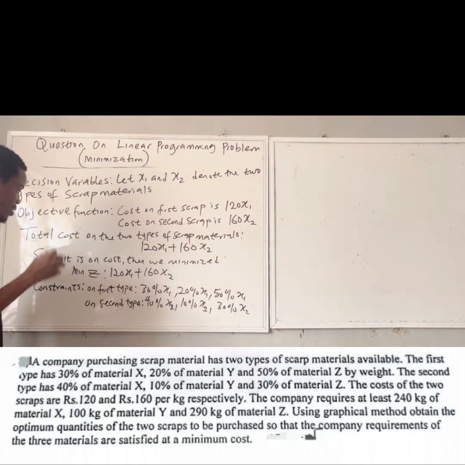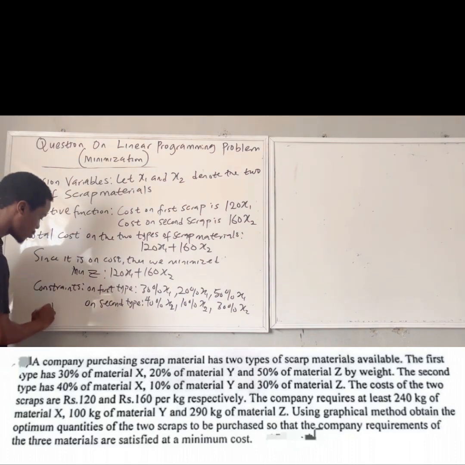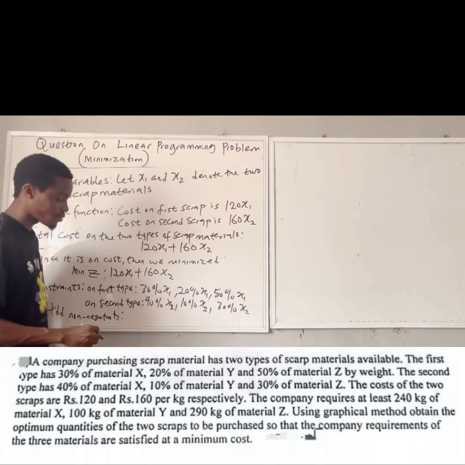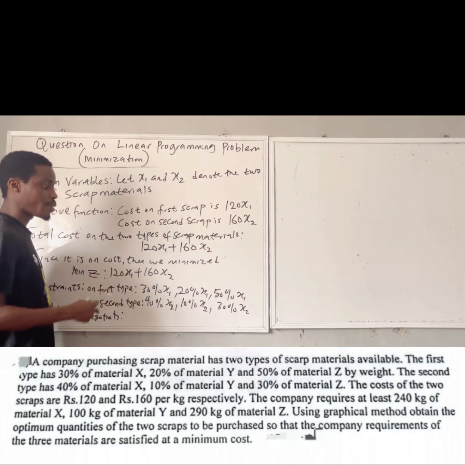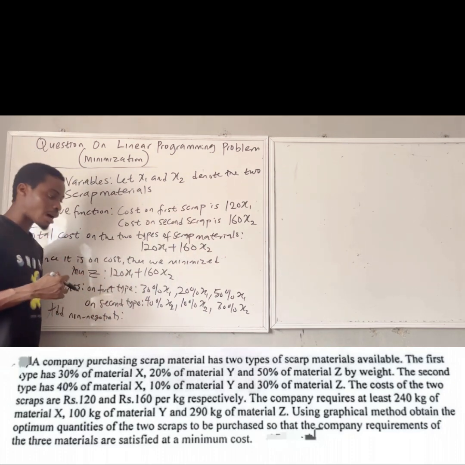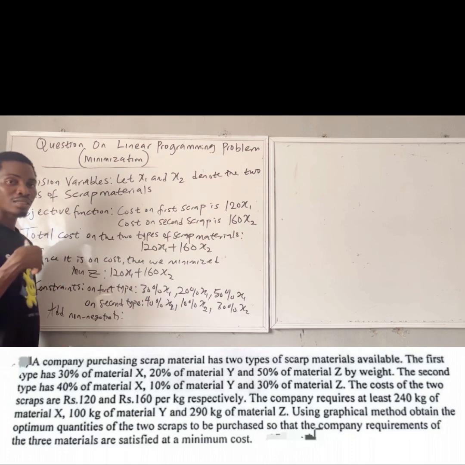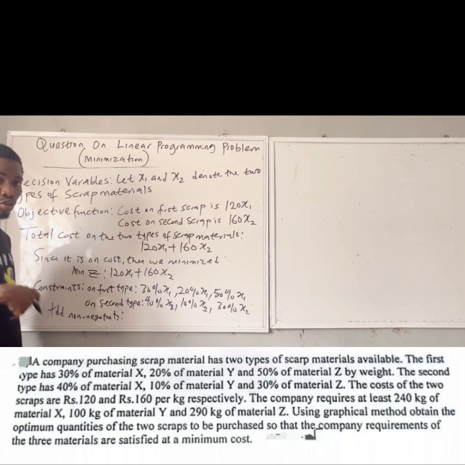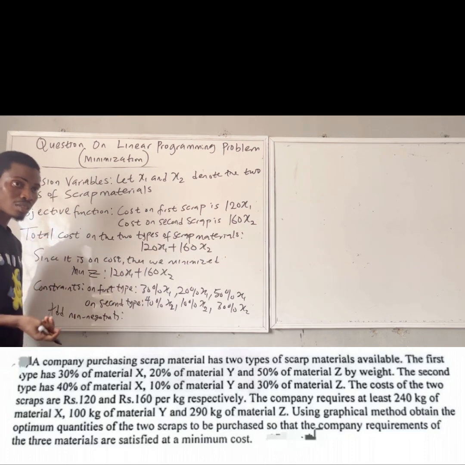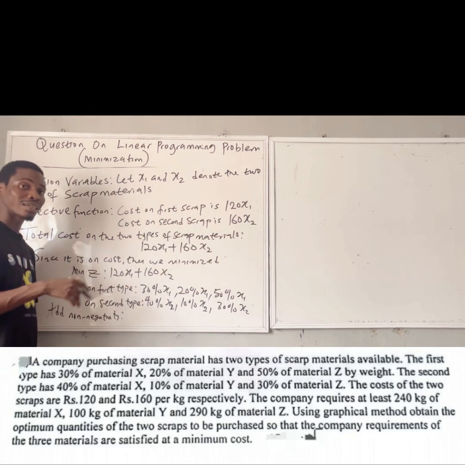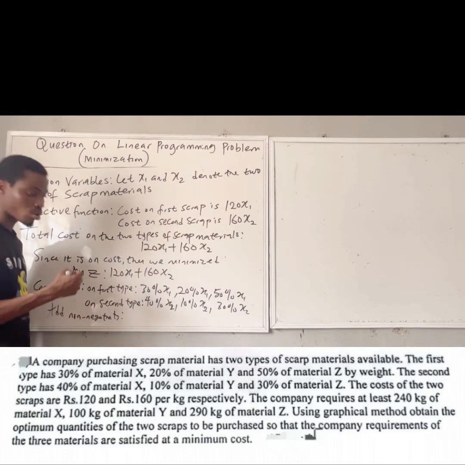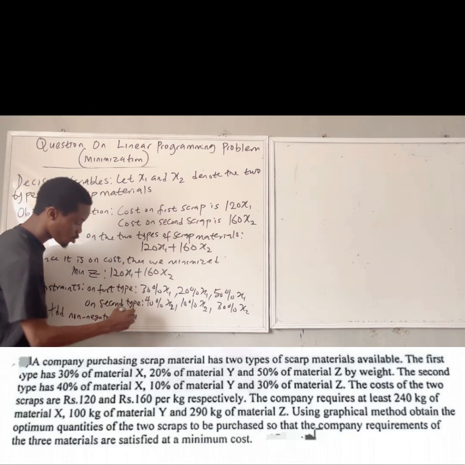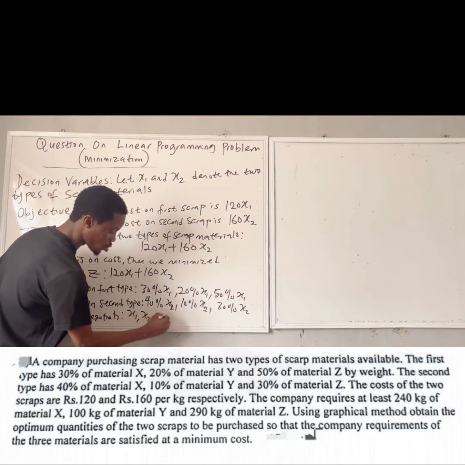So what are we going to do next? We add the non-negativity constraint. Since our coefficients of the decision variables are greater than or equal to 0, we are going to have S1 and S2 greater than or equal to 0.